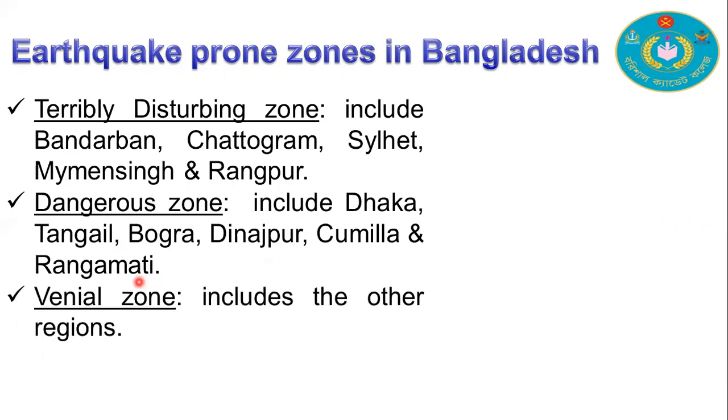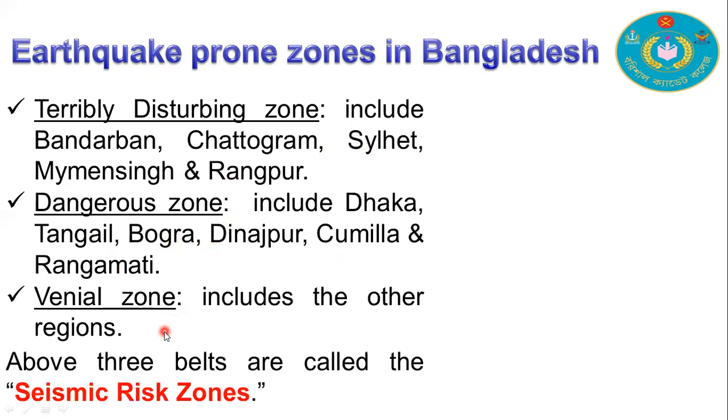Thirdly, the venial zone. Except these regions, that means Bandarban, Chattogram, Sylhet, Mymensingh, Rangpur, Tangail, Bogra, Dinajpur, Dhaka, Kumilla, Rangamati, the other regions of the country are included in the venial region. Finally, the above three belts are called the seismic risk zones. That means the terribly disturbing zone, dangerous zone, and venial zone.